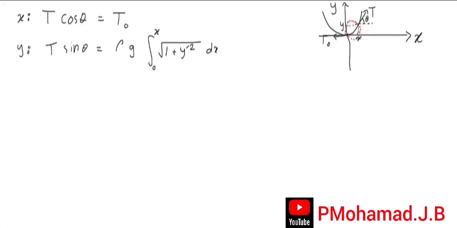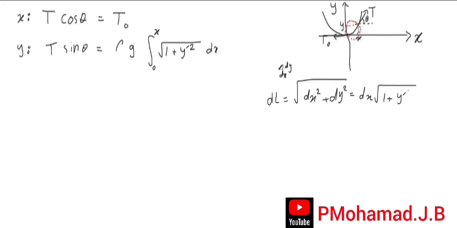If you haven't seen this before, it is simple. This is the Euclidean relation. If you consider a small element of the rope, this is dy and this is dx, so dl will be equal to radical dx squared plus dy squared, which is equal to dx in radical 1 plus y prime squared, where dy divided by dx is y prime.